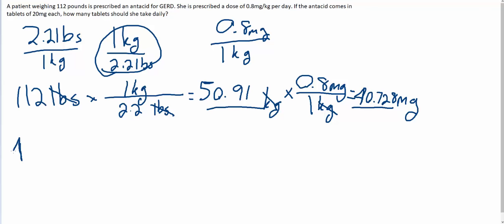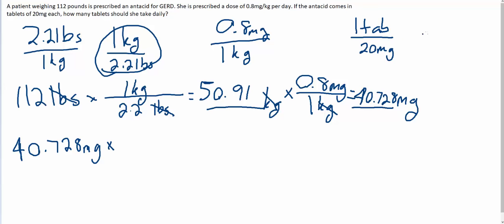But the problem asks for one more thing. It wants to know how many actual tablets, because we may know how much medication the patient needs to take, but that does not mean that we know how much is going to be needed in the form that the medication comes in. So this medication comes in tablets. So 1 tablet contains 20 milligrams. We could also write this and say that there's 20 milligrams per every tablet.